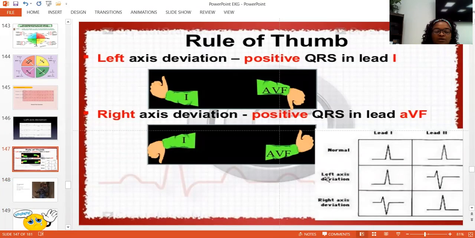So here's our rule of thumb. Just another view of the same old thing. Left axis deviation, you have a positive QRS in lead 1. Right axis deviation, you have a positive QRS in AVF.